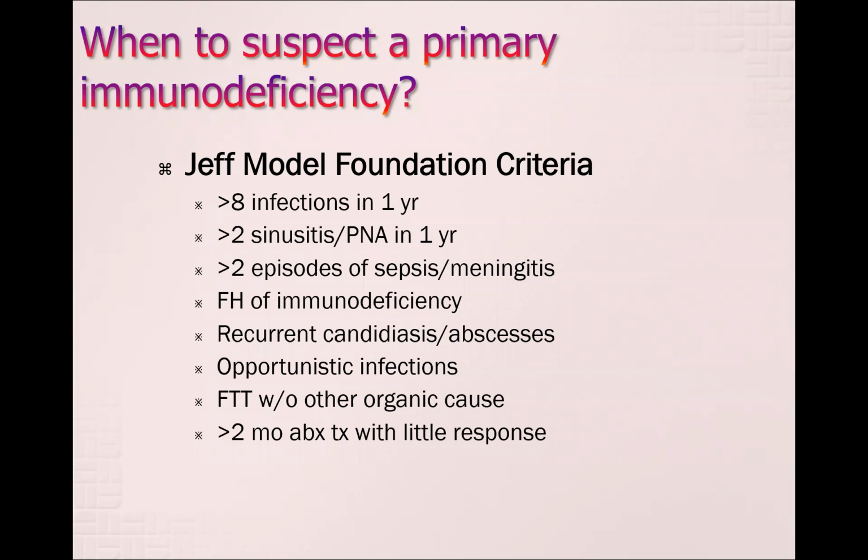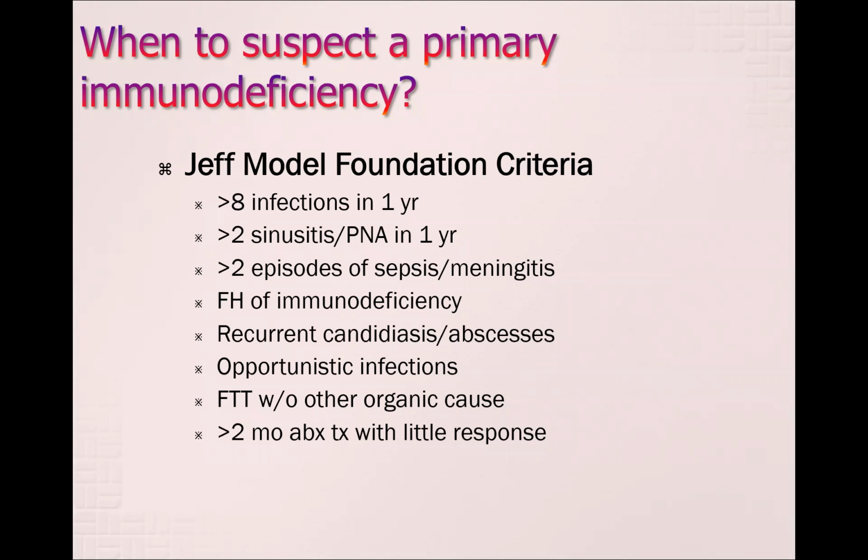Greater than 2 episodes of sepsis or meningitis in someone's lifetime should increase the risk or the thought process of having a primary immunodeficiency. You certainly would have some bad luck if you had 1 episode of sepsis or meningitis, and to have more than 2 episodes of either of those should really prompt somebody to think a little bit more about, okay, is this an immunodeficiency that's causing this?